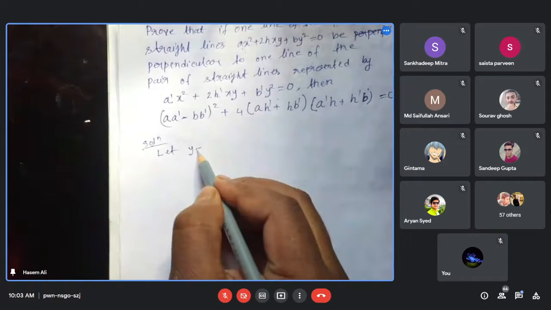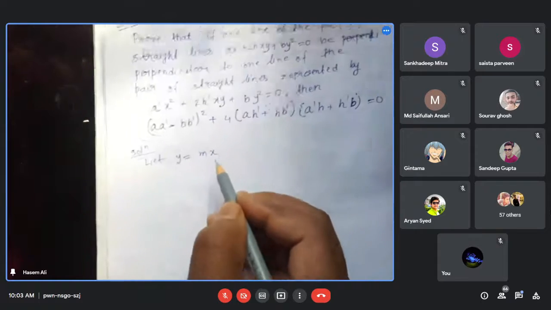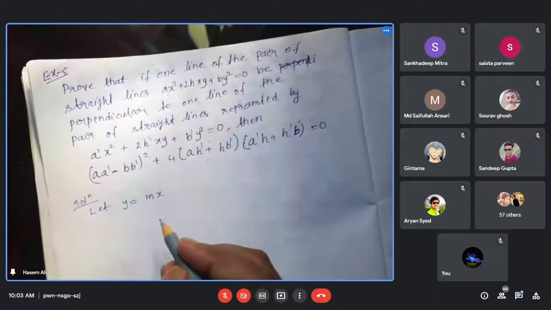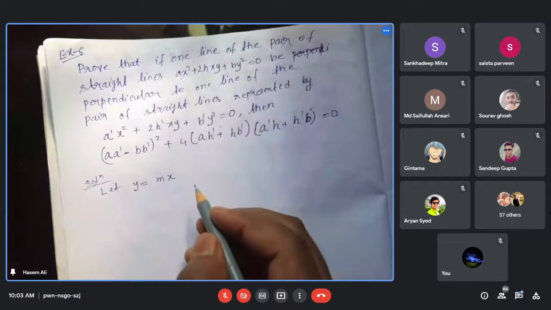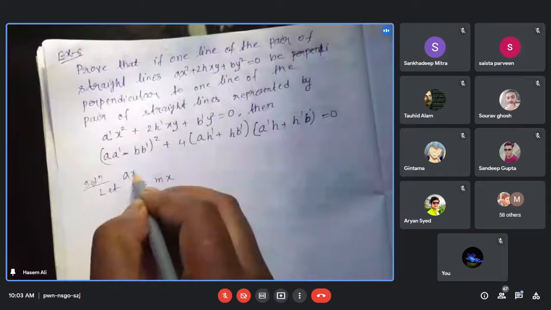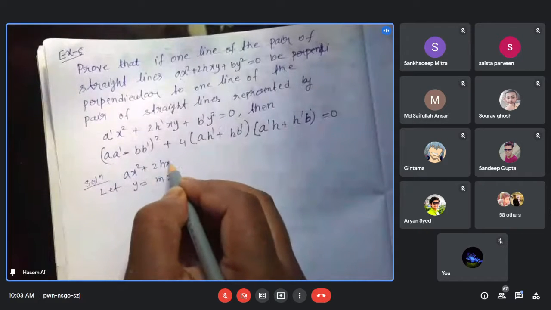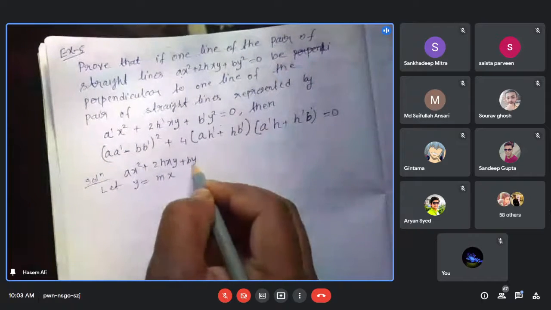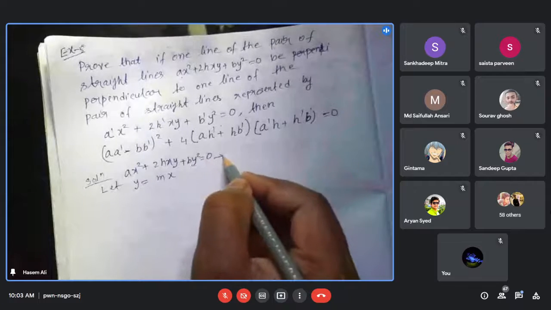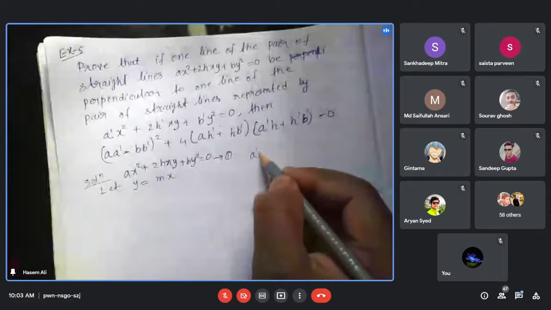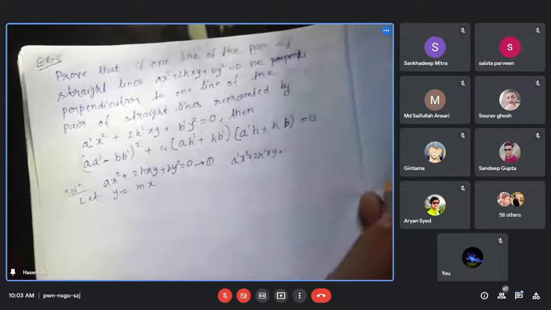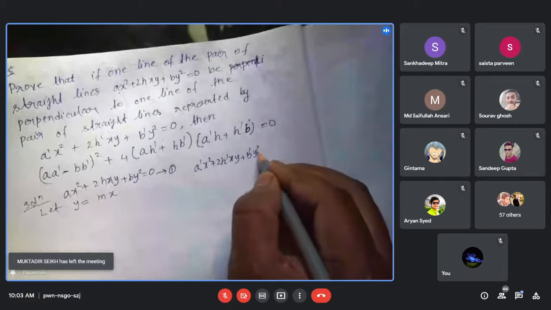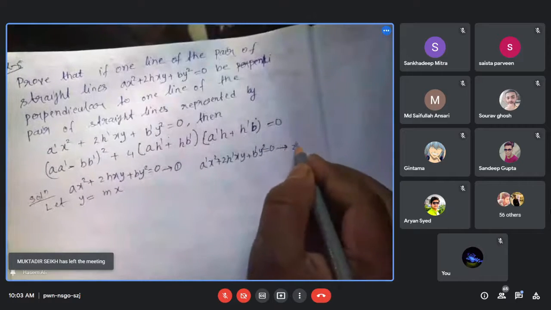Let y equals mx. First, let this be ax square plus 2hxy plus by square equals to 0. This is equation 1. And a dash x square plus 2h dash xy plus b dash y square equals to 0. This is equation 2.